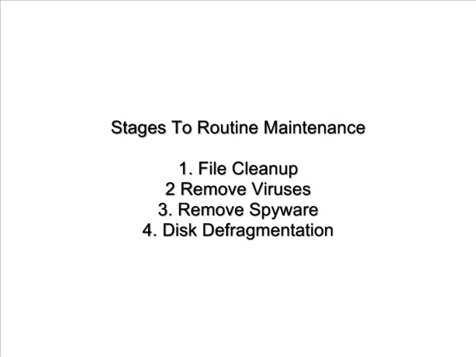Now, there are four stages to our routine maintenance. First, we need to clean up any junk files that have been left around by programs that have been running. We need to remove any viruses that might be on our system. We need to remove spyware that might be on our system. And we need to do a disk defragmentation. We'll do all of these with free software. And then once we're done that, we should see a significant improvement. And then after that, we'll go on to the next step. So the first thing we're going to look at is file cleanup.